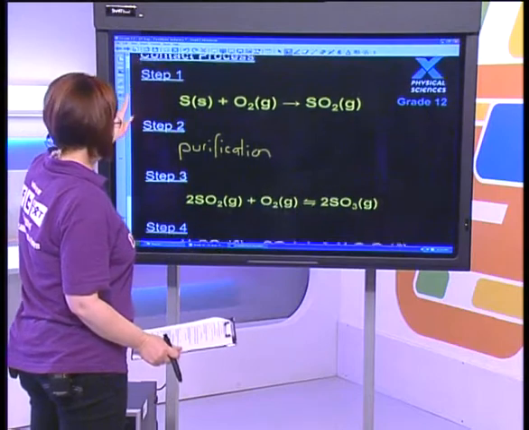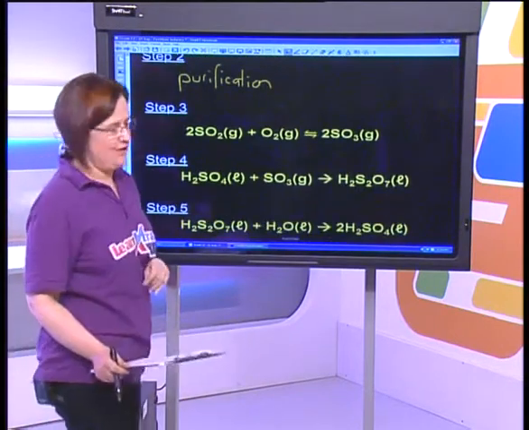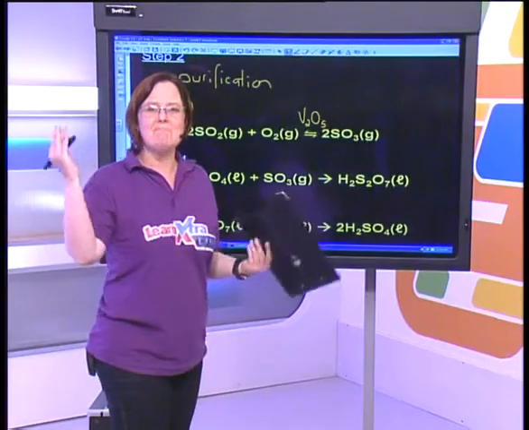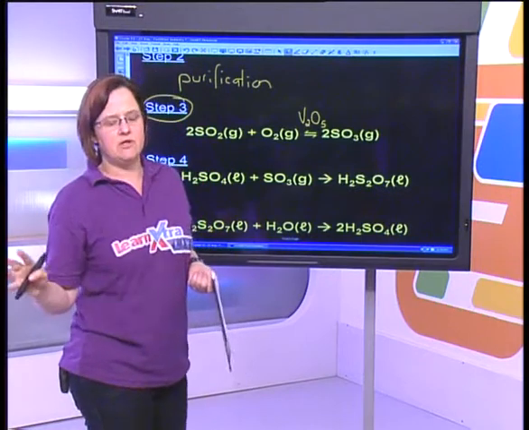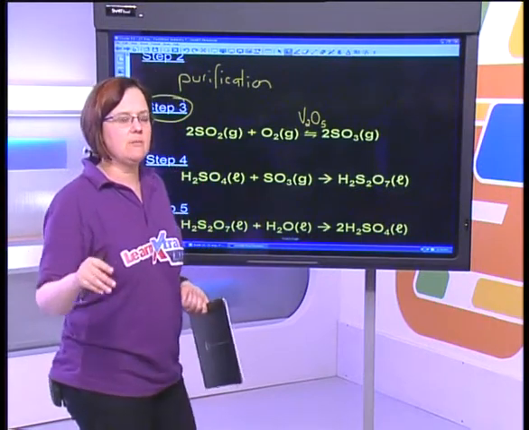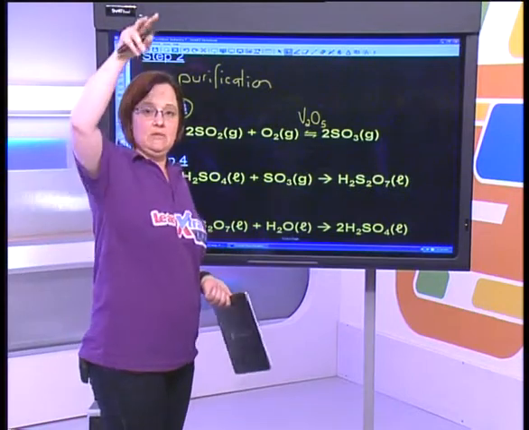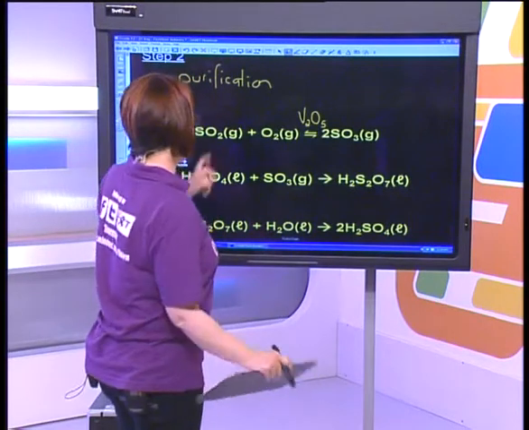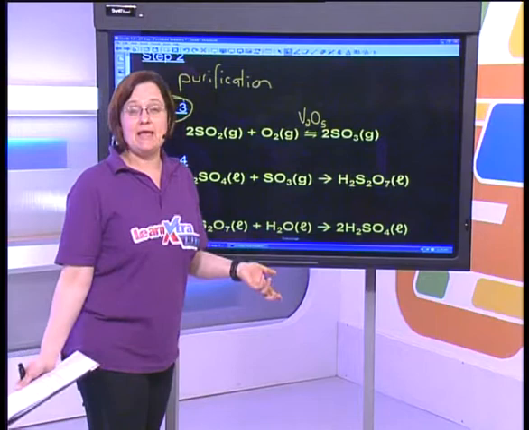Once it's gone through the purification process, we then get to the fun part. Step 3 is the reason why it's called the contact process, because we now look at the catalytic oxidation of SO2, and the catalyst is vanadium pentoxide. Why do we use vanadium pentoxide? It's a good catalyst, but also we mine vanadium, in the Mpumalanga and Limpopo area. It's a horrible mining process, but we do mine it, which makes it a cheaper catalyst for us.